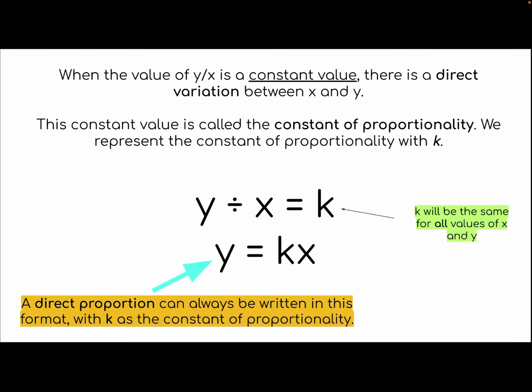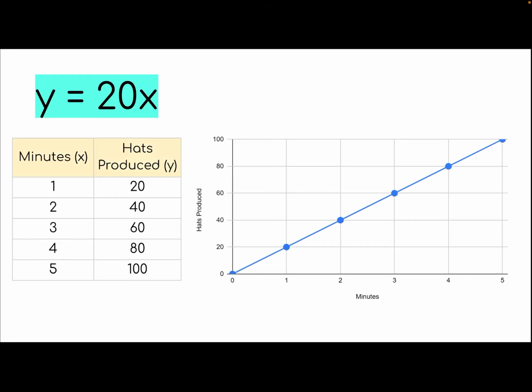A direct proportion can always be written in this format. y equals Kx, with K as the constant of proportionality. So you could have taken that equation and written y equals 20x. So I want you to write down that equation format, y equals kx. And know that whatever your constant is, whatever your unit rate is, that's the coefficient of x. And it works every time. All right, so in our hats produced, that looks like y equals 20x.